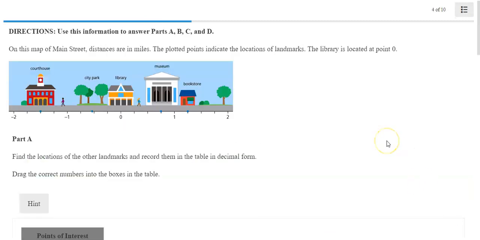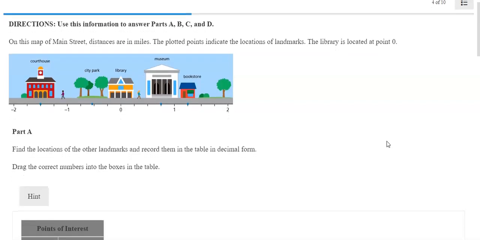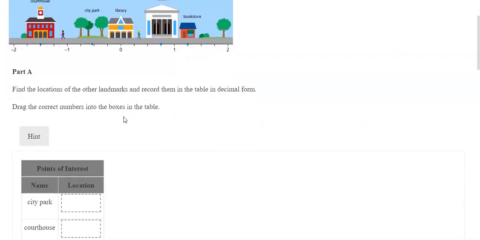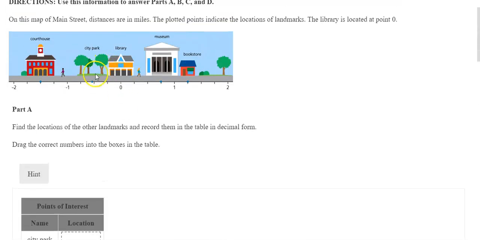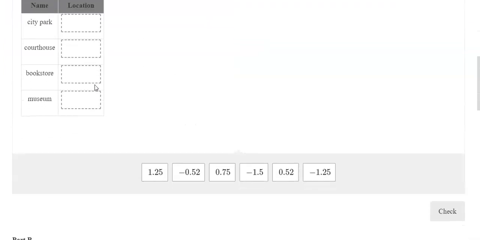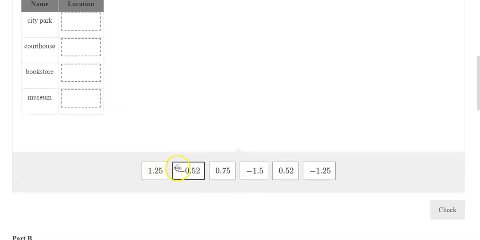Next. On this map of Main Street, distances are in miles. The plotted points indicate the location of landmarks. The library is located at point 0. So here's the library. We're going to find the locations of the other ones. So the city park is right here. So we're a little over negative 0.5. And so it's going to be this one right here.